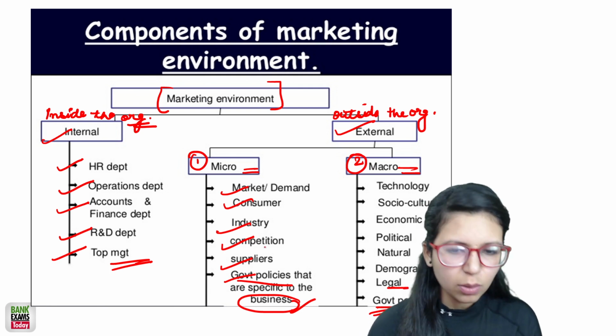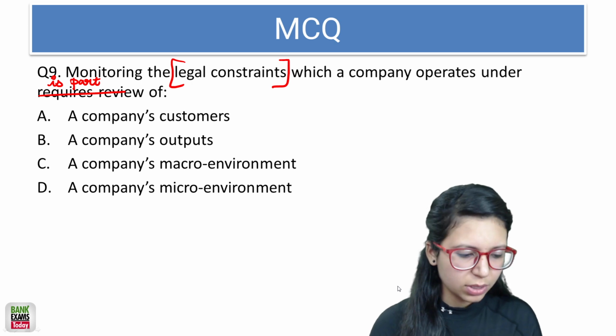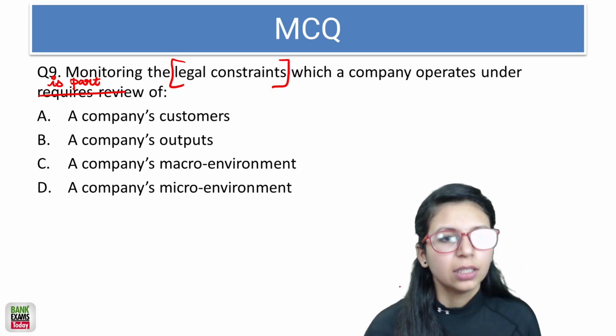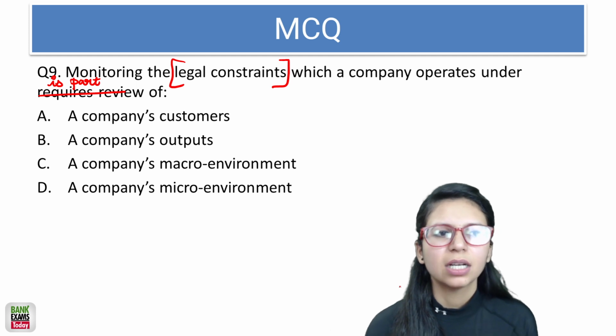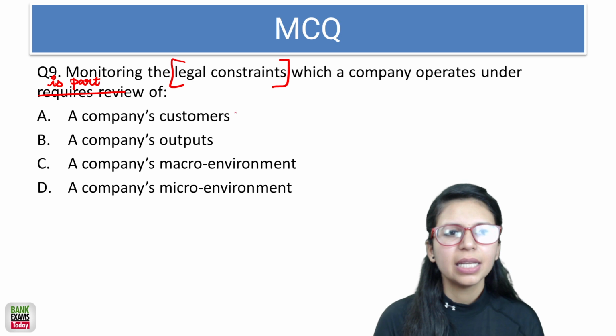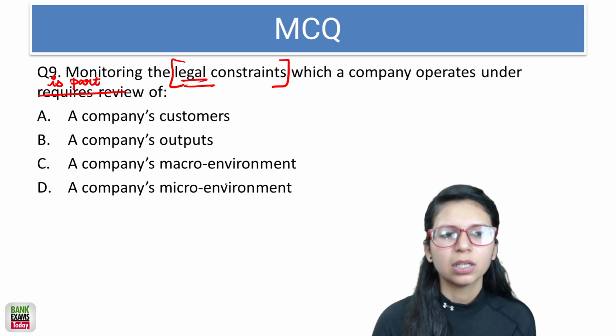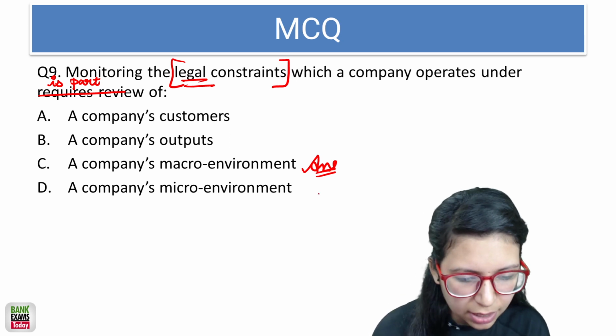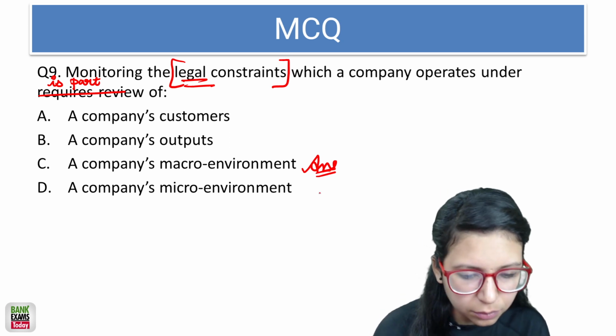Okay, so the thing that was asked in this question was monitoring the legal constraints. Legal constraints are part of what, a company's macro environment, which is our answer here. Okay, C option is the correct answer.